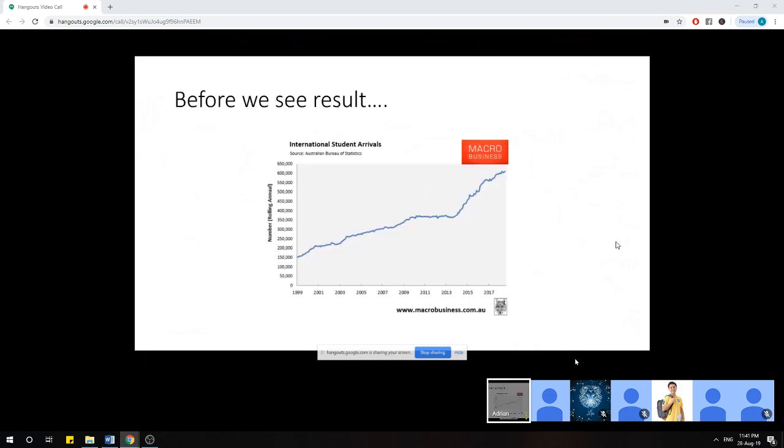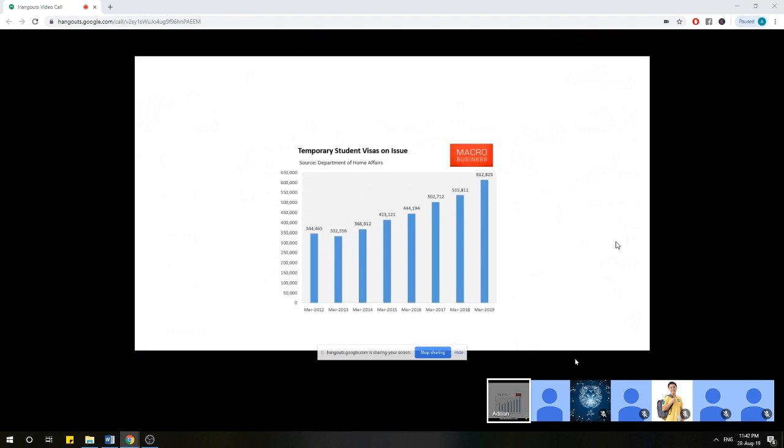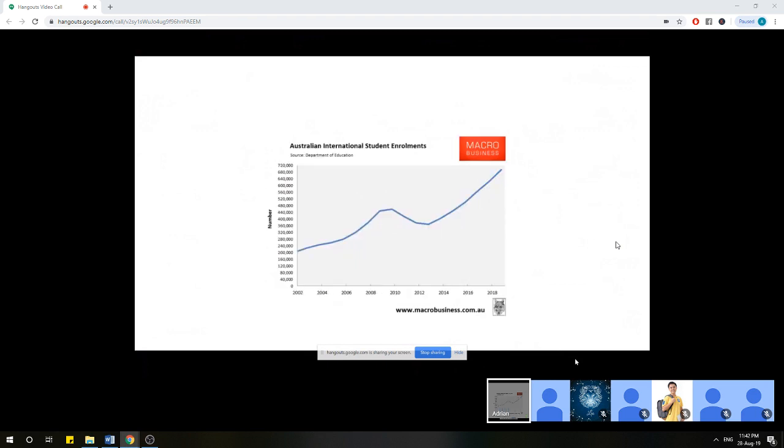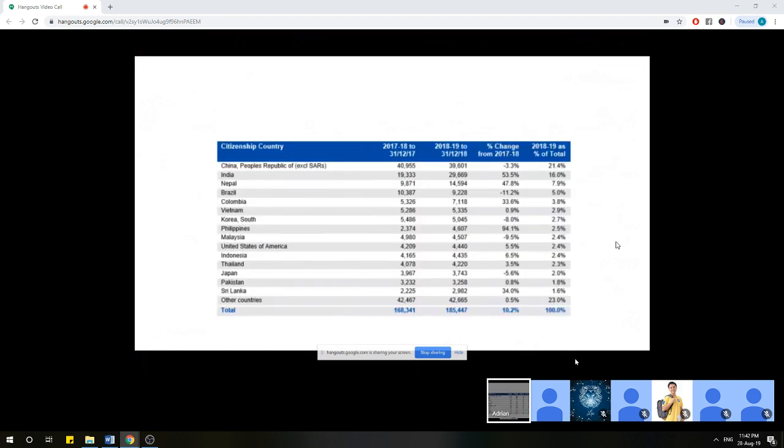So before we see the result, today I roughly read up on the industry from the Australian government side. This is the past track record for the industry numbers. As you can see, so far so good, very nice. Temporary student visa issuance is also on the high. International student enrollment is also on the high. All of these international students for the past year are still from China, and upcoming is India and Nepal.